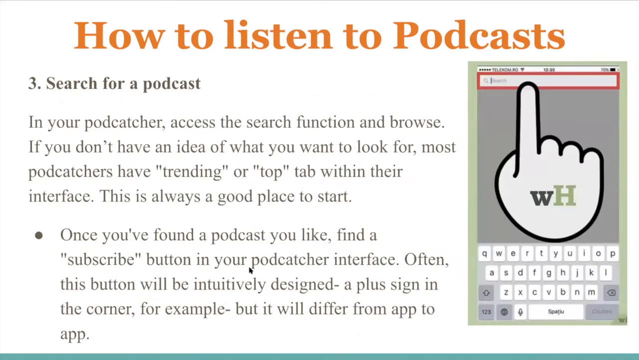And then the third step is to search for a podcast. So in your podcatcher, access the search function and browse. If you don't have an idea of what you want to look for, most podcatchers have trending or top tabs within their interface. This is always a good place to start. Once you've found a podcast you like, find a subscribe button in your podcatcher's interface. Often this button will be intuitively designed, a plus sign in the corner, for example, but it will differ from app to app.